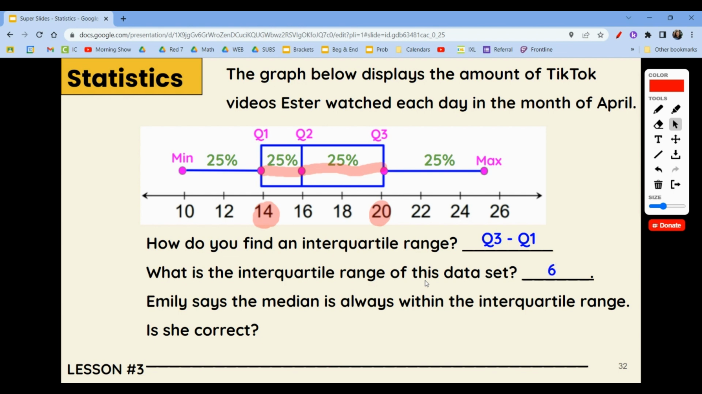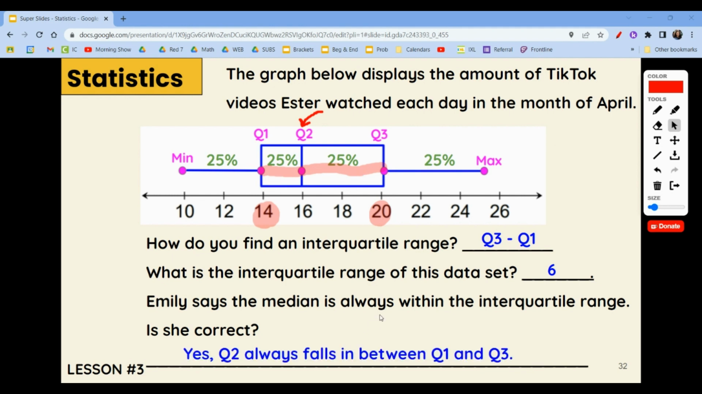Emily says that the median is always within the interquartile range. Is she correct? So the median is always the line at Q2 that goes through the box. Is the median always going to be within the box? Yes. Yes, Q2 always falls in between Q1 and Q3.